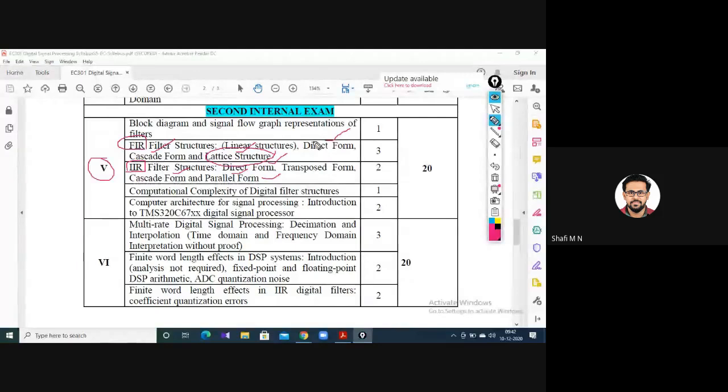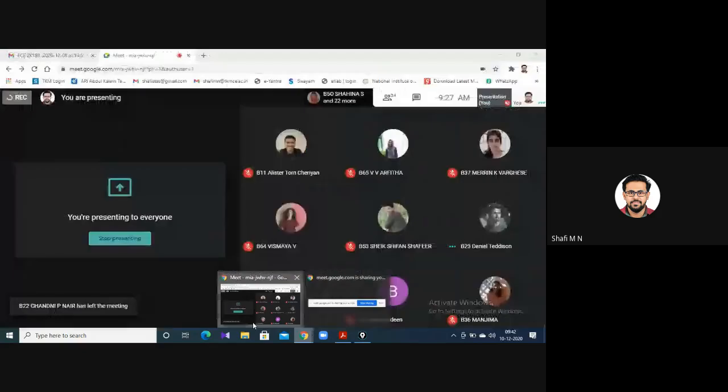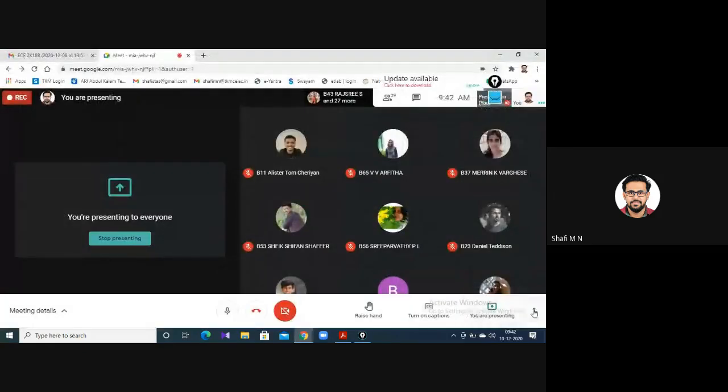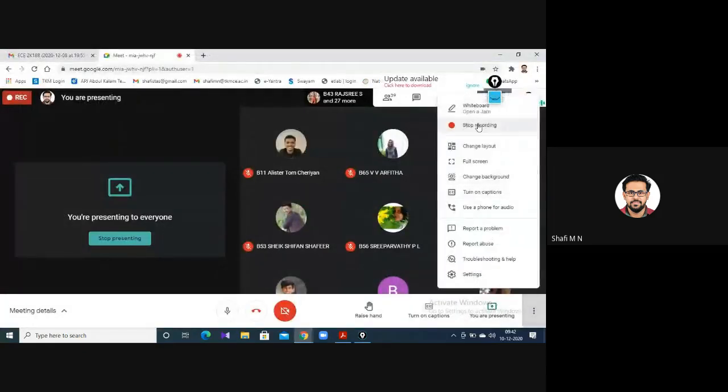So you can score 5 marks in 1 or 2 minutes with the direct form and cascade. And the last topic is the TMS320C67xx processor architecture. Two things you have to study. One is the architecture, and the second thing is its features. Next class I will conclude. Just the TI module. I will conclude the TI data sheet. So that's it. That's the end of modules 3, 4, and 5.